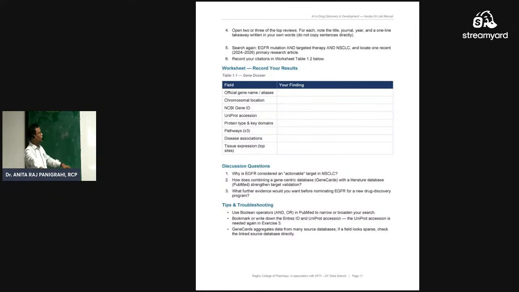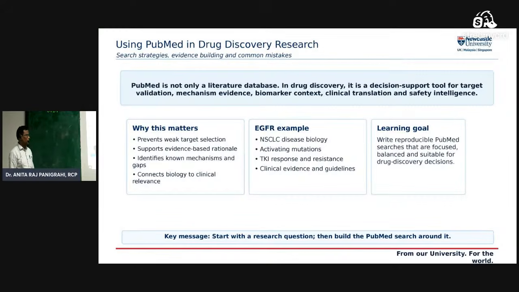Before we go into PubMed, we talked about the genes, am I right? Whether it is located and all those things. Now we want to see research on it. Experimental evidence, that one we will check in this database called PubMed.